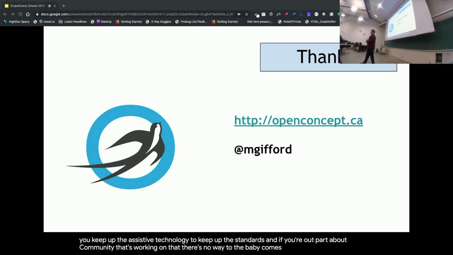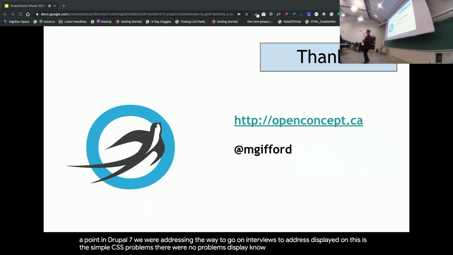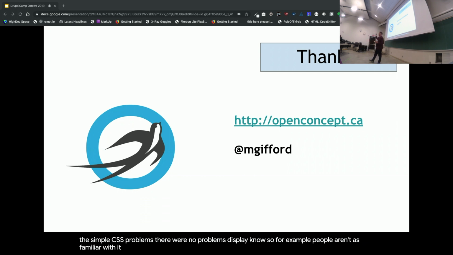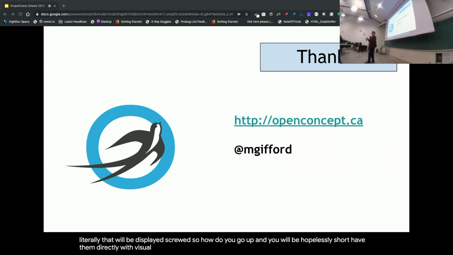There was a point in Drupal 7 when we were addressing display none. So this is a simple CSS problem. Does everyone know the problem with display none? For people who aren't as familiar with accessibility, if you use the CSS command display none, screen readers interpret that literally. So if you have some semantic information in there, like a heading, it doesn't get read to the screen reader. So how do you deal with that? We built a solution for that and created a non-visual implementation for Drupal 7. And we built that pattern right into the framework, and the modules and whatnot are using that.